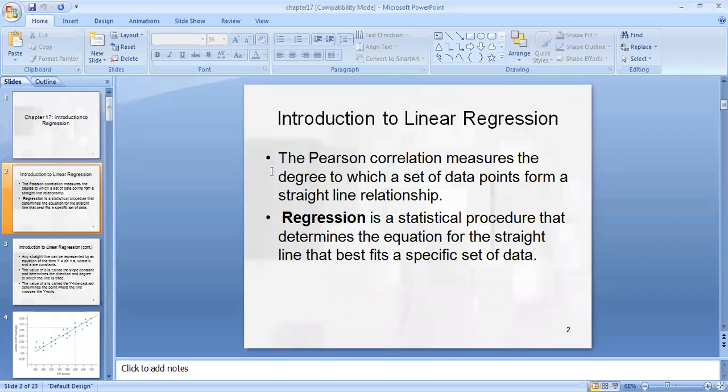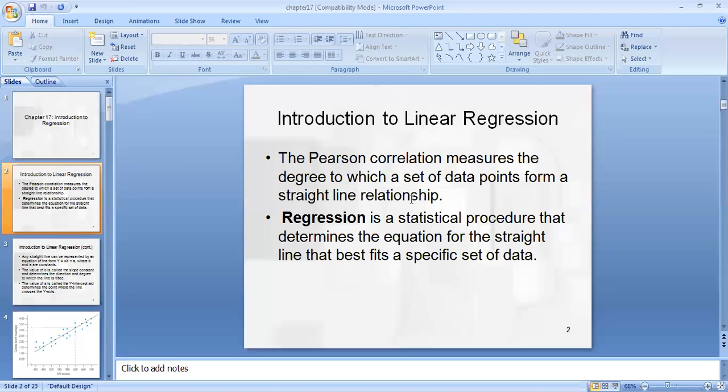the Pearson correlation measures the degree to which a set of data points form a straight line relationship. Actually, in correlation, we studied the relationship between two data. Okay. Now we are trying to measure the degree of relationship, the impact of relationships in this regression analysis.